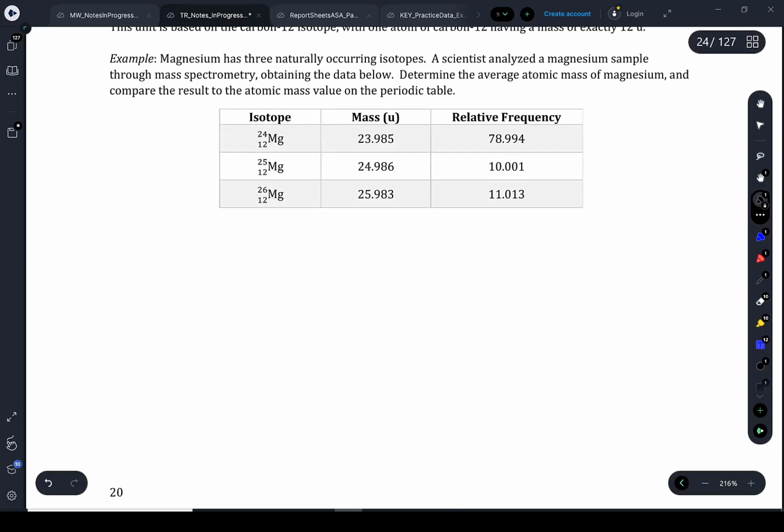So the first thing we need to do is, these are all percentages. So we could rewrite these all as weights. As a weight, that means change it from a percent to a decimal. So as a decimal, this would be 0.78994. All I'm doing is shifting the decimal place two places to the left.